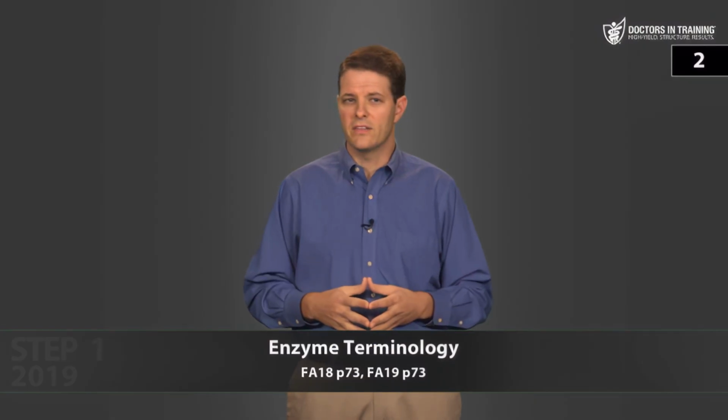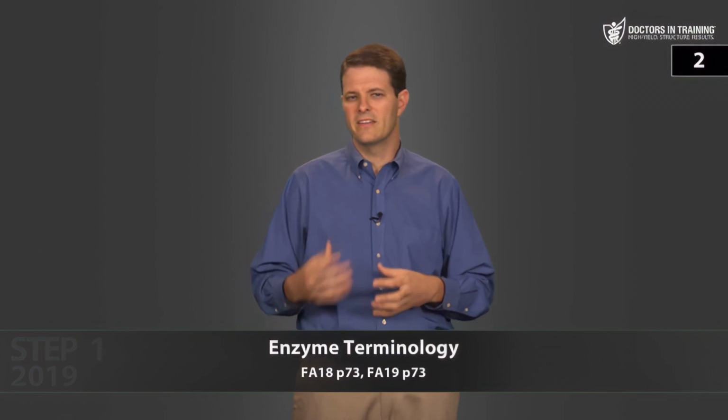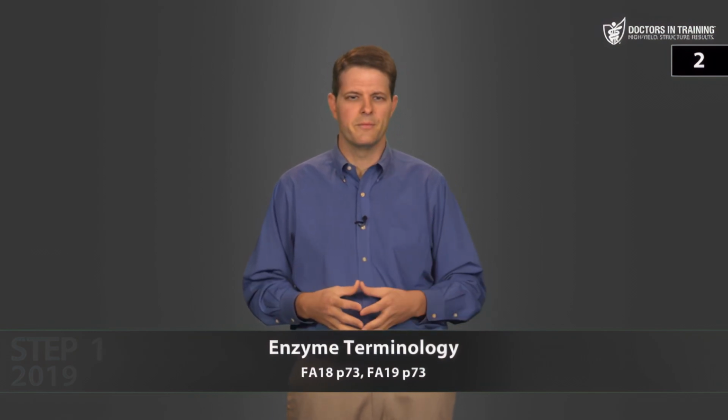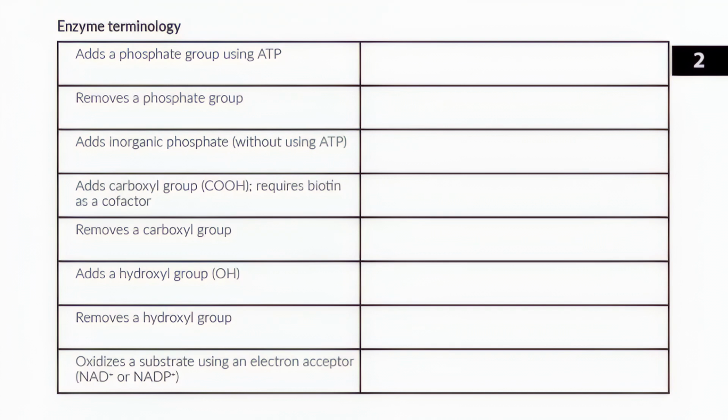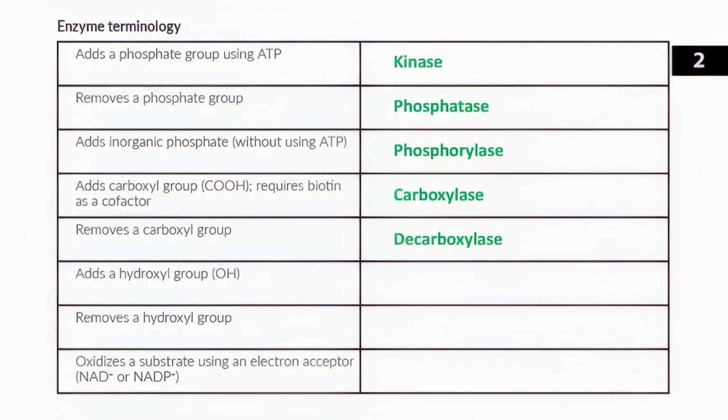That's it for tyrosine kinases, but let's quickly review some basic enzyme terminology, which is going to come up again and again. An enzyme that uses ATP to add phosphate groups to something is called a kinase. An enzyme that removes a phosphate group is called a phosphatase. An enzyme that adds inorganic phosphate to something without using ATP is a phosphorylase. An enzyme that adds a carboxyl group is a carboxylase, and this usually requires biotin or vitamin B7 as a cofactor. An enzyme that removes a carboxyl group is a decarboxylase.